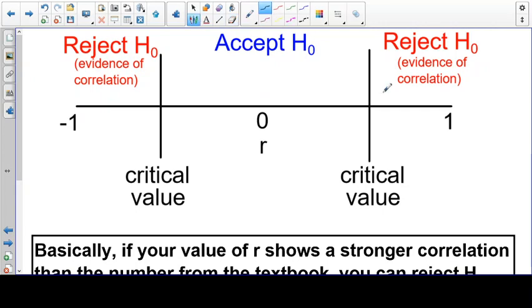So if our R value, you've looked up from your table the critical value, is close to 1, then we will reject H0 and say there's enough evidence of correlation. If your R value is closer to -1 than the critical value, then we will reject H0. If your R value is not as strong as your critical value, then we will fail to reject H0 and we will have to accept it.